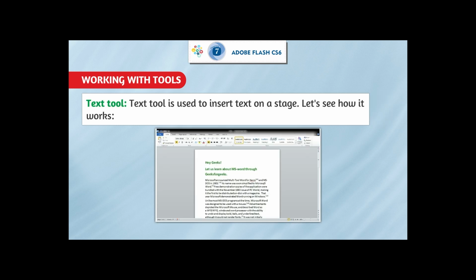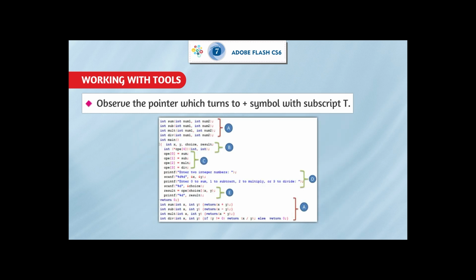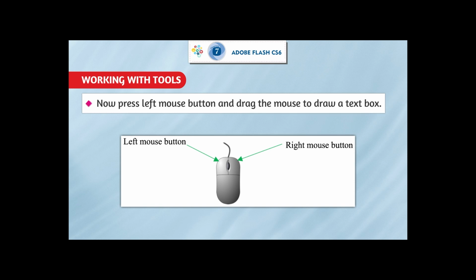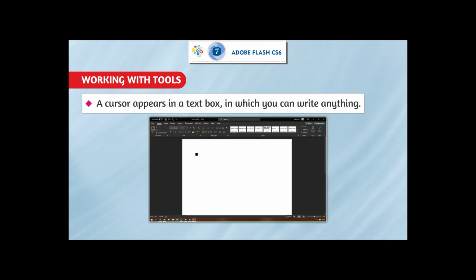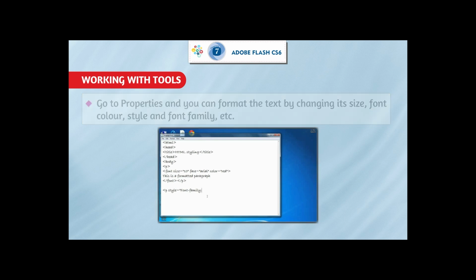Text tool. Text tool is used to insert text on a stage. Let's see how it works. Select the text tool from the toolbar. Observe the pointer which turns to plus symbol with subscript. Now press left mouse button and drag the mouse to draw a text box. A cursor appears in a text box in which you can write anything. Go to Properties and you can format the text by changing its size, font color, style, and font family, etc.